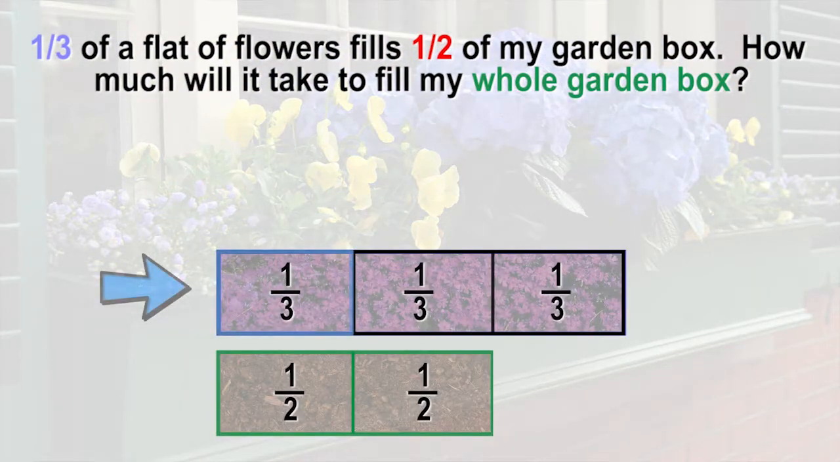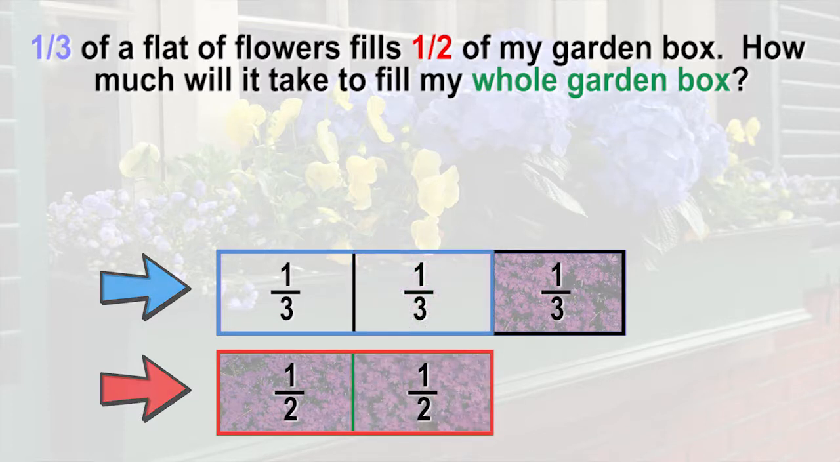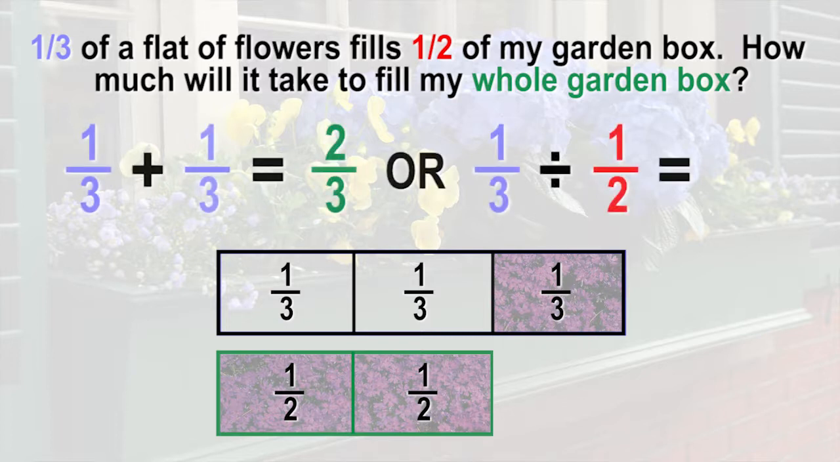If 1/3 of the flat fills 1/2 of the garden box, then the other half of the garden box will also fit 1/3 of the flat. 1/3 plus 1/3 equals 2/3. 1/3 divided by 1/2 equals 2/3.